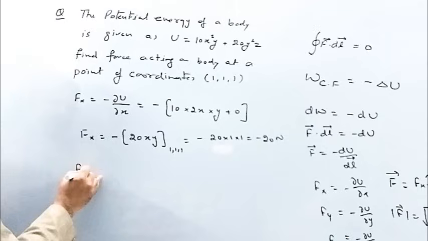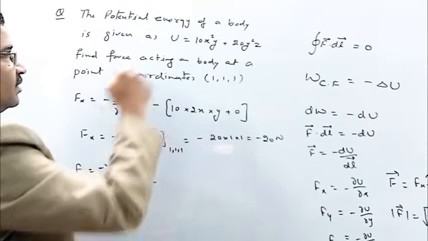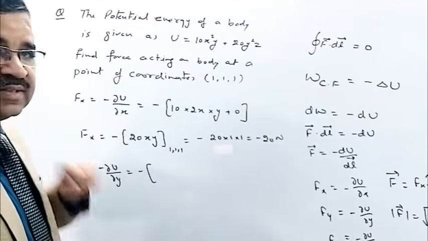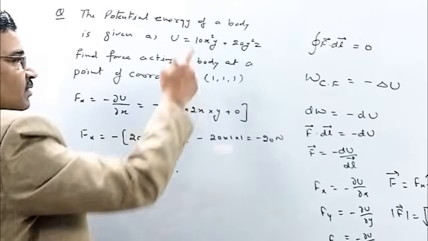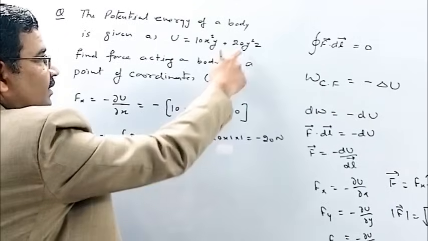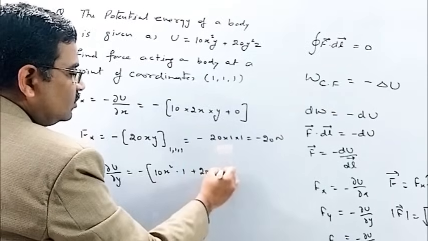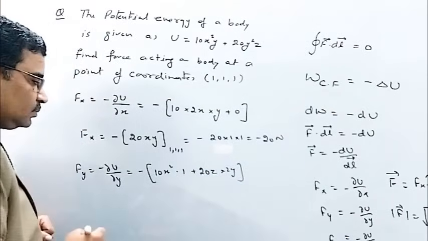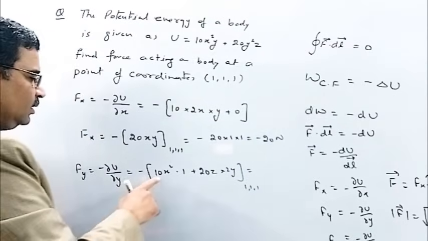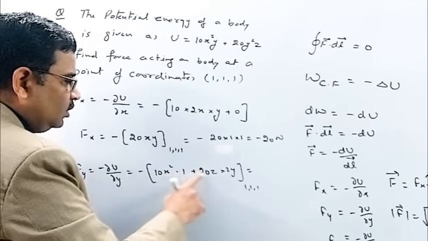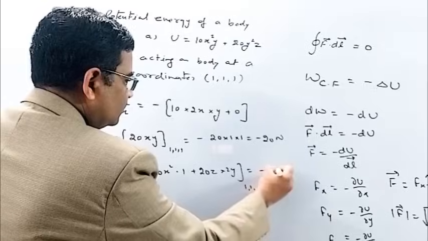Similarly, I can find fy, minus del u by del y. Now when I differentiate it with respect to y, I will take x as constant, so I will put 10x square as it is. The differentiation of y with respect to y is 1, and here z is a constant term, so plus 20z, and differentiation of y square is 2y. Now when I put here 1 comma 1 comma 1, so I get 10 into 1, that is 10, and all these quantities are 1, this is 40, so 40 plus 10 is 50, so minus 50 Newton.